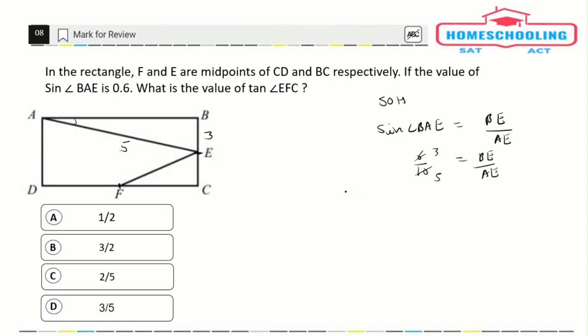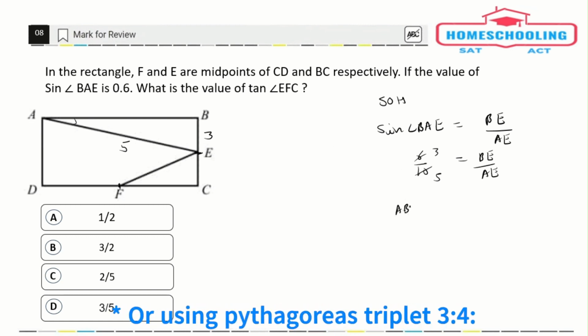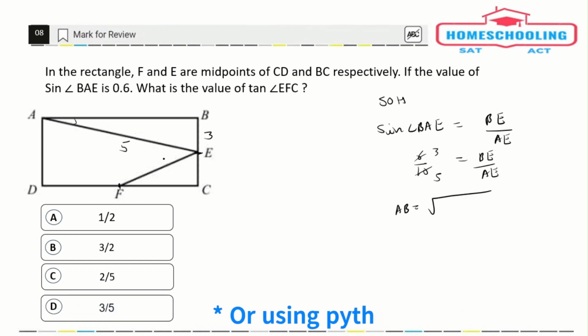So using Pythagoras theorem, we can find AB in triangle ABE. AB would be hypotenuse square, that is 5 square, 25, minus BE square, that is 9. So it would be under root 16. So AB is how much? 4. So AB is 4.